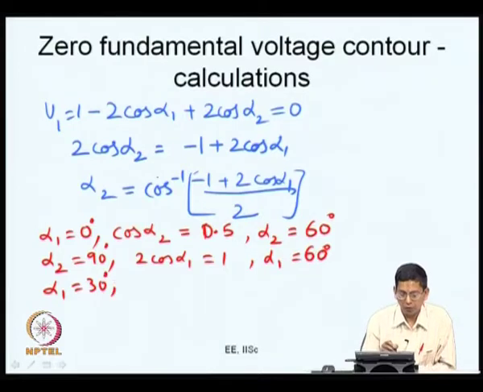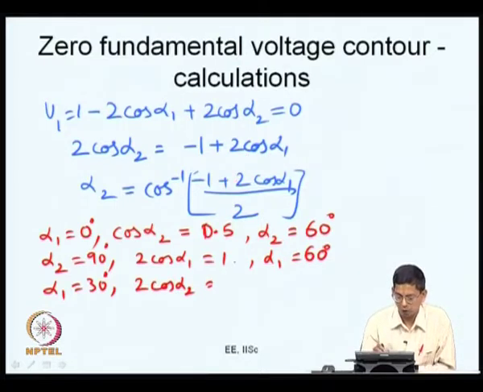When you substitute alpha 1 is equal to 30 degrees, what you have is 2 cos alpha 2, and 2 cos alpha 2 is basically minus 1 plus 2 cos alpha 1, that is minus 1 plus root 3, is that right? It is minus 1 plus root 3. Alpha 1 is 30, therefore cos alpha 1 is root 3 by 2, 2 cos alpha 1 is root 3. So, you have minus 1 plus root 3. So, this is 0.732.